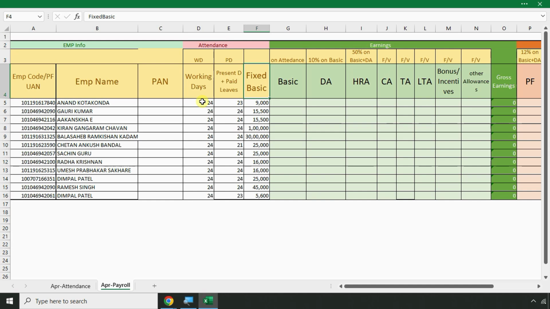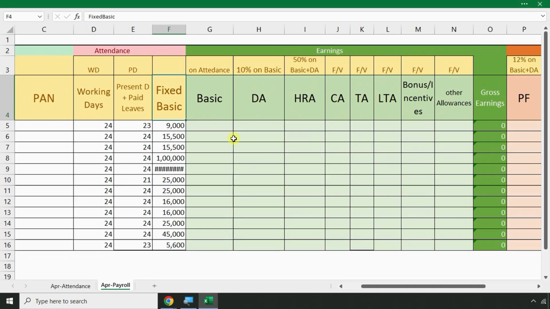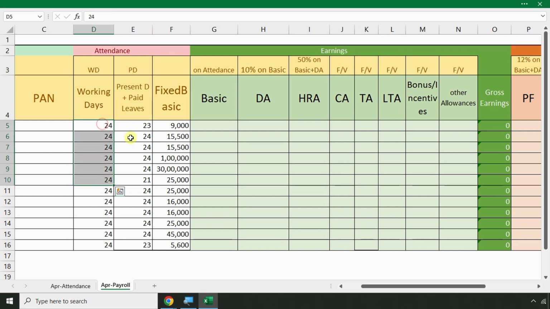And here the working days I have taken, and you need to maintain manually the working days and the present days. And this is a fixed basic salary at the time of recruitment. Whatever salary was promised is now available.